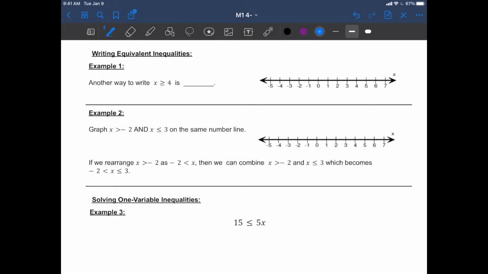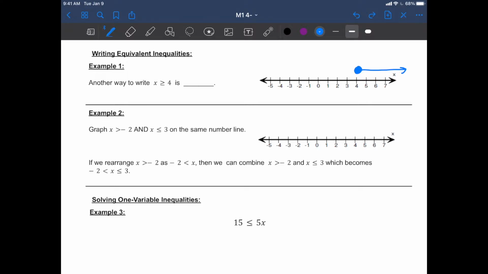Example 1. Let's first graph x is greater than or equal to 4. Okay, so x is greater than or equal to 4. Since x can be equal to 4, I'm going to put a closed circle on 4. And x values that are greater than 4, think 5 is greater than 4, 6 is greater than 4, 7 is greater than 4. That means I'm going to draw an arrow this way.